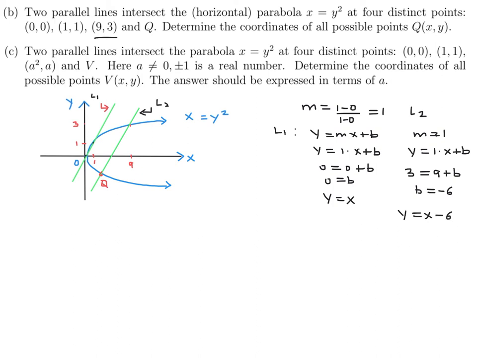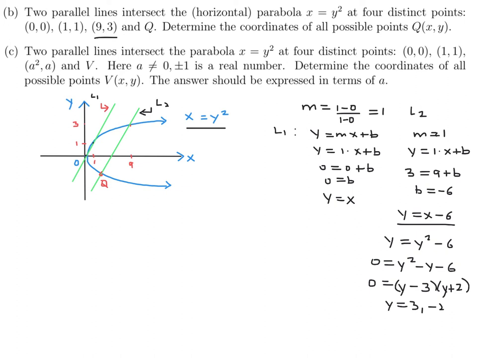Okay, so now we have to find the intersection of this line with our parabola, which is x equal to y squared. So we substitute that in: y squared minus 6. And therefore, if you put everything on one side, you get y squared minus y minus 6. And I believe this factors very nicely: (y minus 3)(y plus 2). So y is equal to 3 or negative 2.